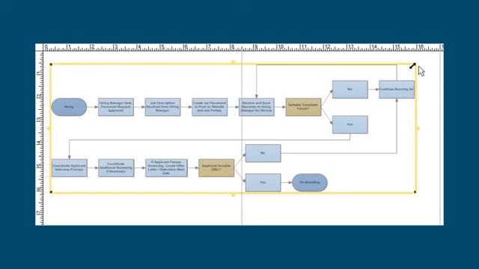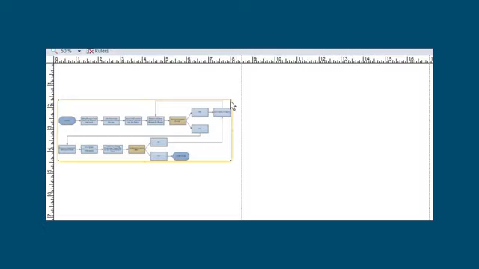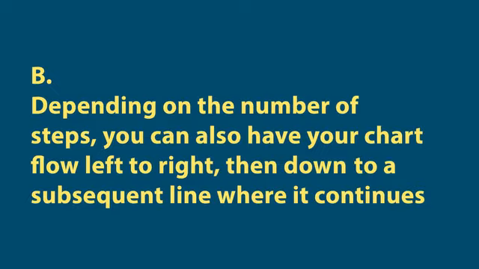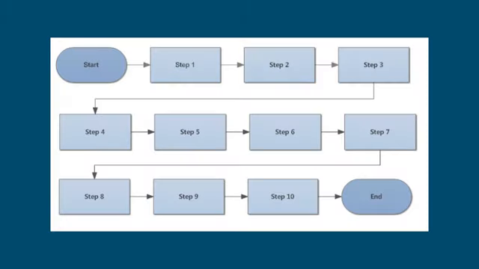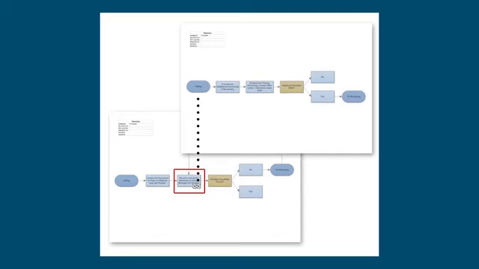In relation, we have letter A. Try scaling it down. But remember that once you scale it down, the font will also adjust, so make sure to scale it right. B. Depending on the number of steps, you can also have your chart flow left to right, then down to a subsequent line where it continues. And C. Use hyperlinks to a certain chart. In doing so, you can provide a summary that may also have more steps or sub-processes.